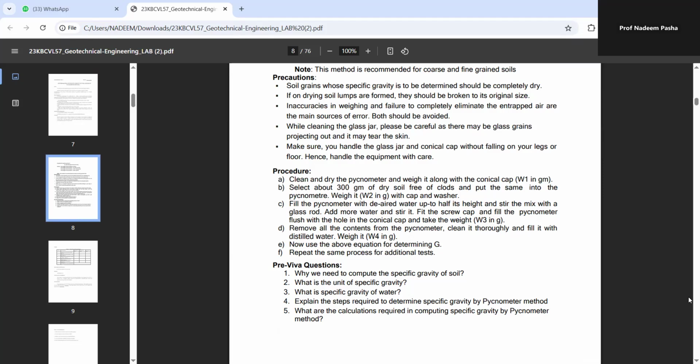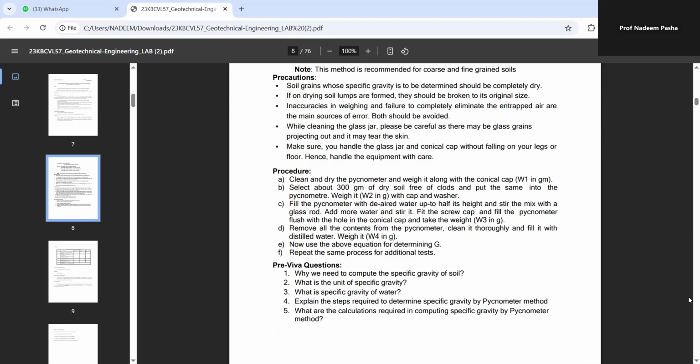Now, what you have to do, you have to completely remove the soil, water, everything from the pycnometer. Only the pycnometer you have to fill completely with water. That weight you call it as W4 in grams. Now use the above equation for determining G. That is G equal to (W2 minus W1) divided by (W2 minus W1) minus (W3 minus W4).